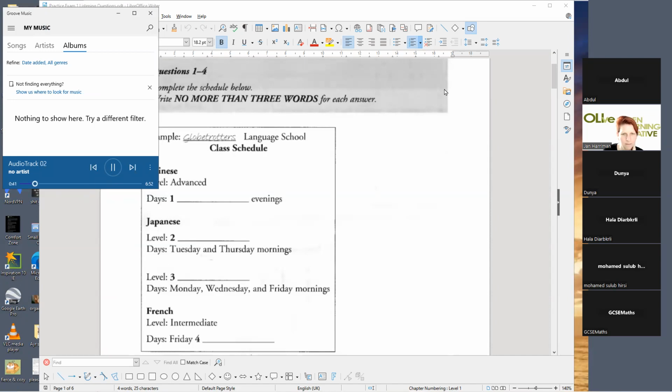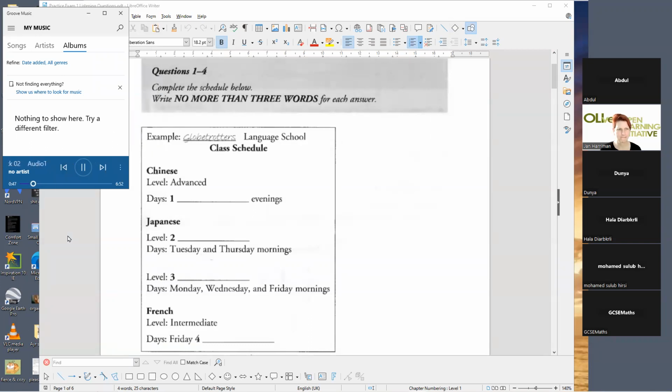Section 1. You will hear a man asking for information about language classes over the phone. First, you have some time to look at questions 1 to 4 on page 5. You will see that there is an example that has been done for you. On this occasion only, the conversation relating to this will be played first.